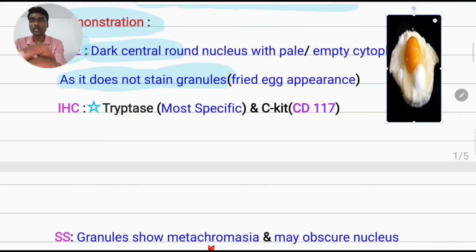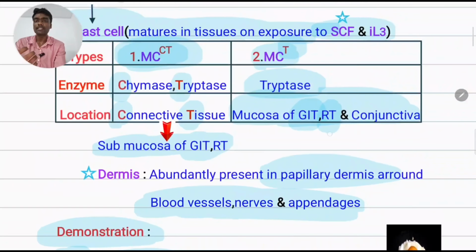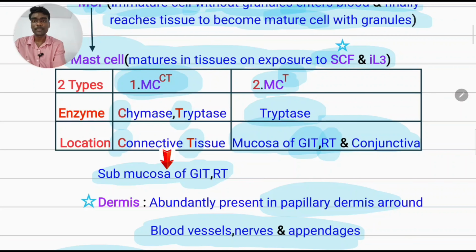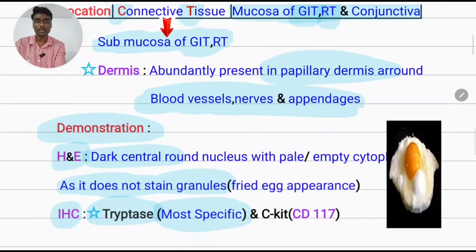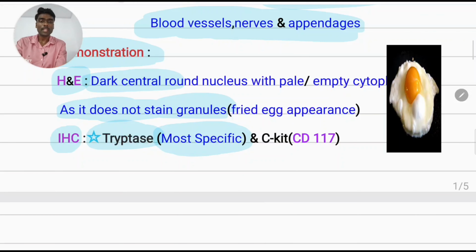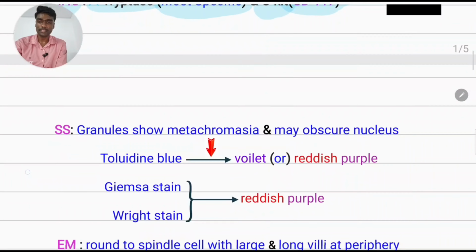Now coming to immunohistochemistry. The most specific immunohistochemical marker of mast cell is tryptase. Why? Both the mast cells are secreting tryptase. Here you can see. In addition, only type 1 mast cell is secreting chymase also. So tryptase is the most specific immunohistochemical marker. And c-KIT. c-KIT is stem cell factor receptor. It is also called CD117, found on the surface of mast cells.